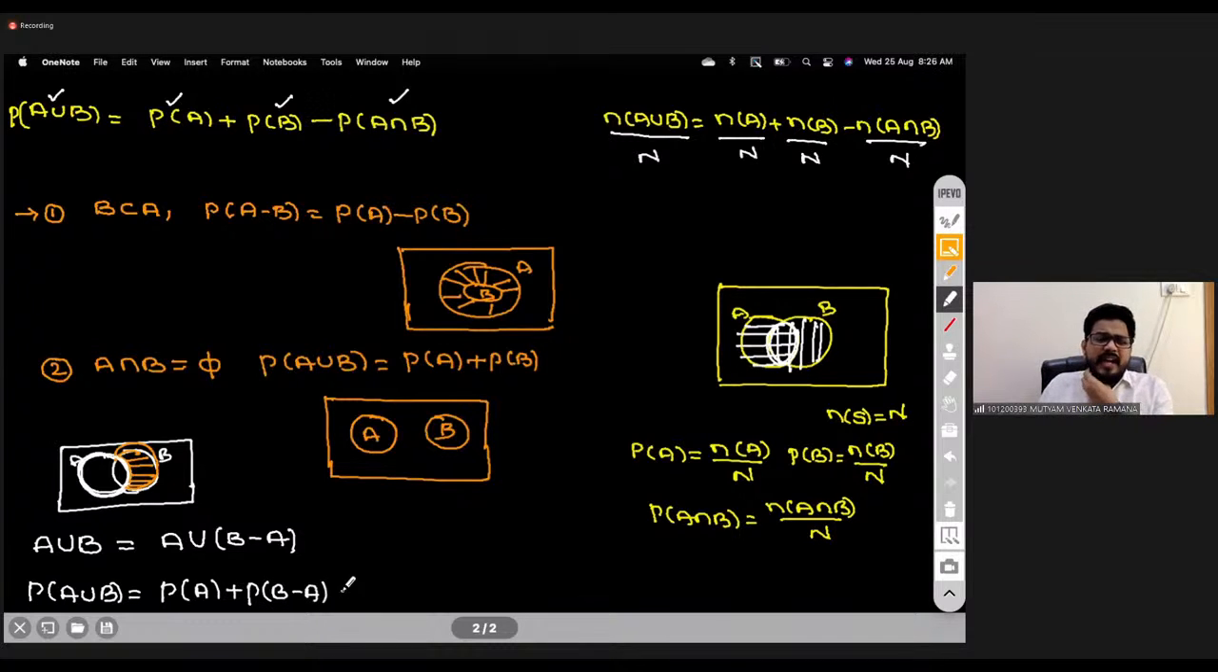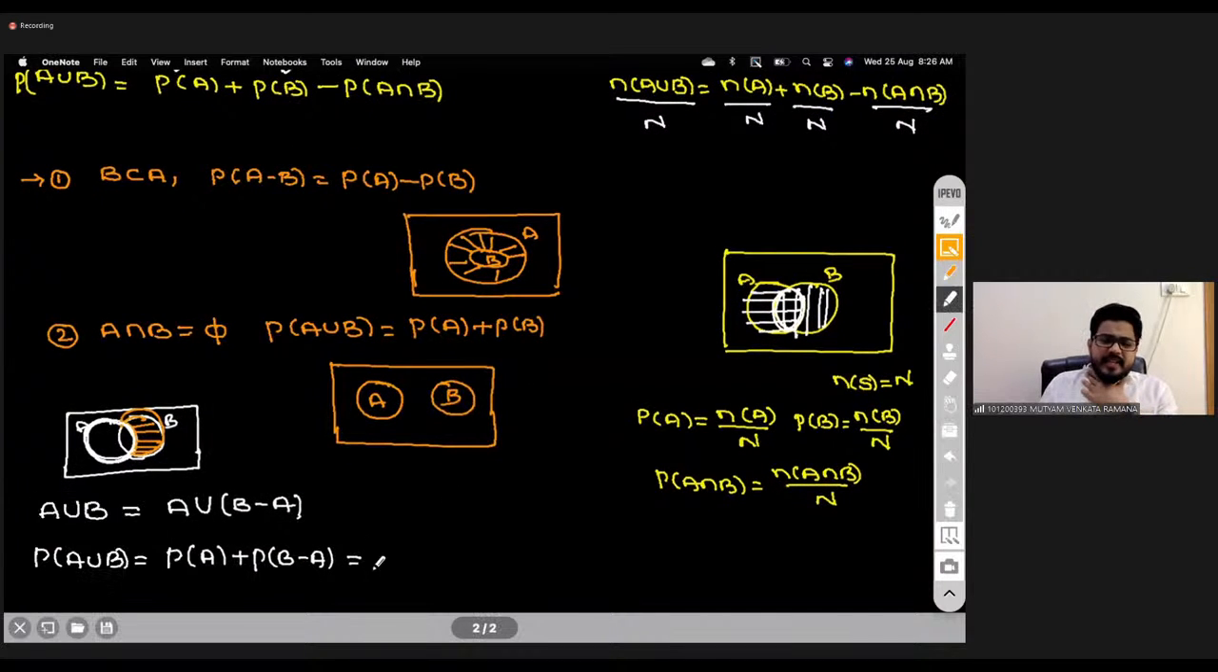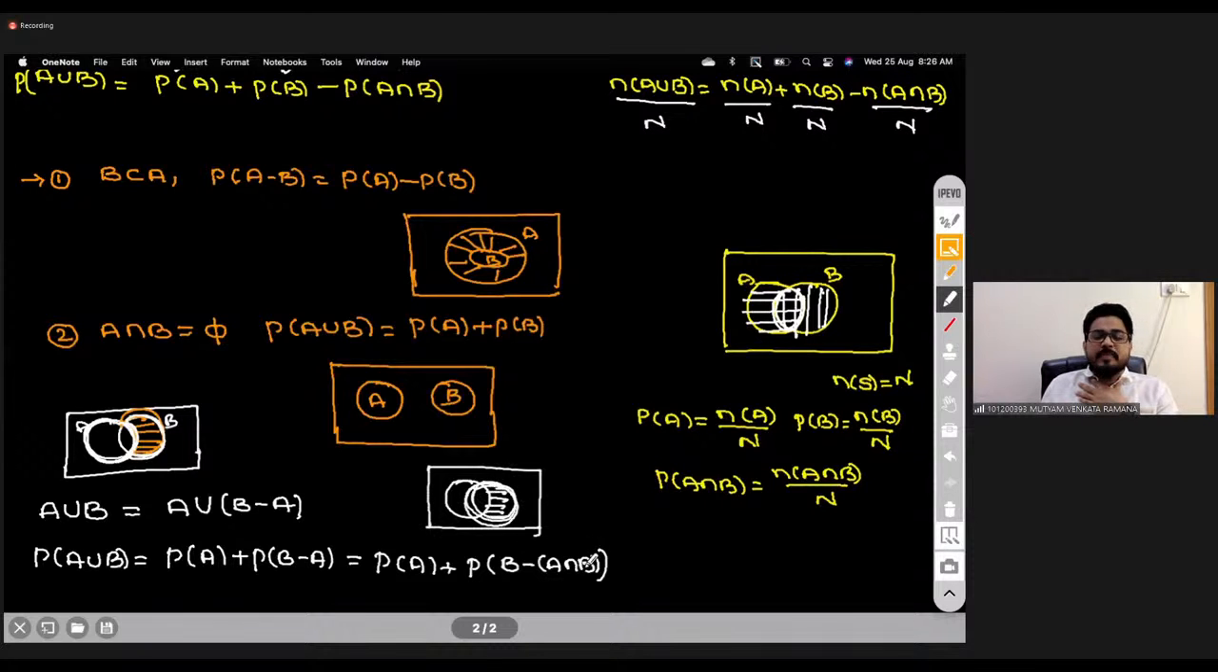Now what I'll write is probability of A plus probability of B minus A. This is B minus A, so I'll write probability of B minus A intersection B. See better. This is A, this is B. So this portion I can say is B minus A, or I can say B minus A intersection B also.